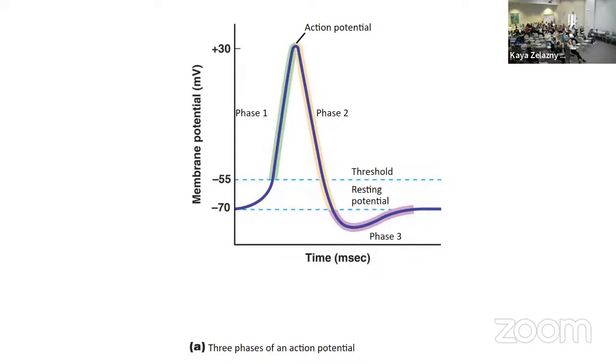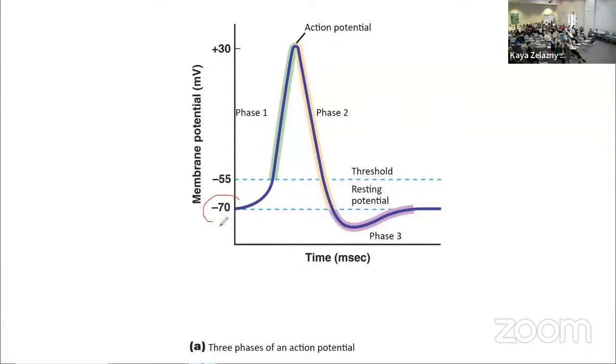So what we're going to understand at the end of this unit is how we go from a starting point of negative 70. Our resting membrane potential is going to be at negative 70. So we're going to start there. We're going to end there, right? So negative 70. But in the in-between, when we're sending a signal, we're going to see that the membrane potential of that cell shoots up to positive 30, right?